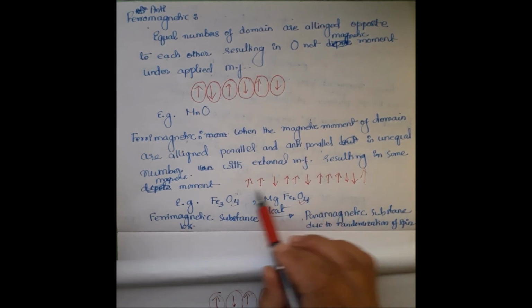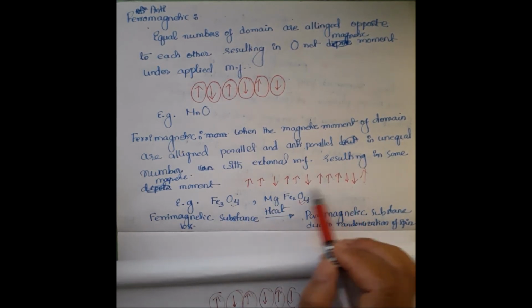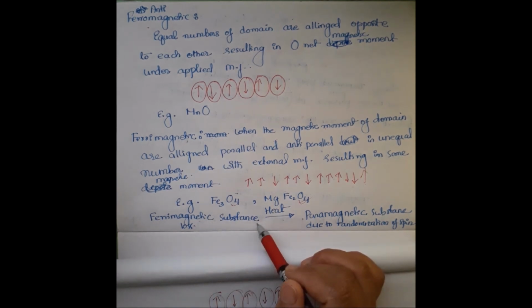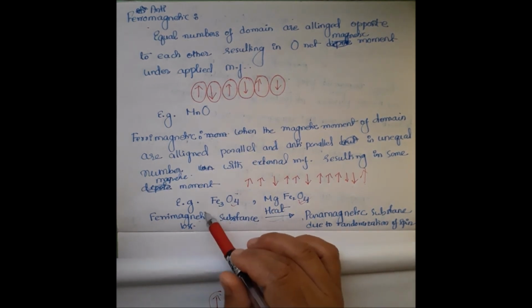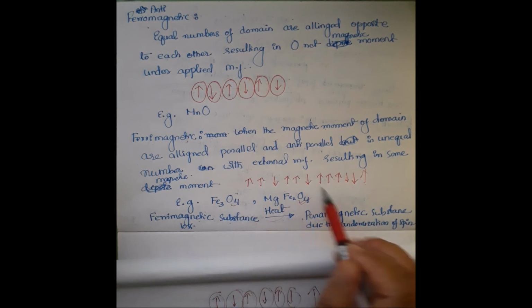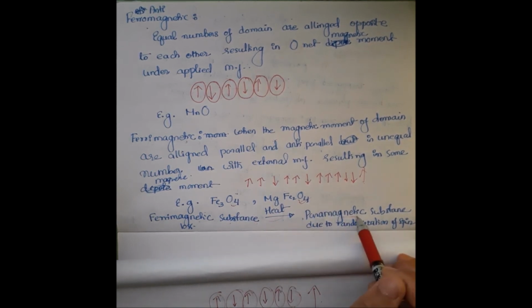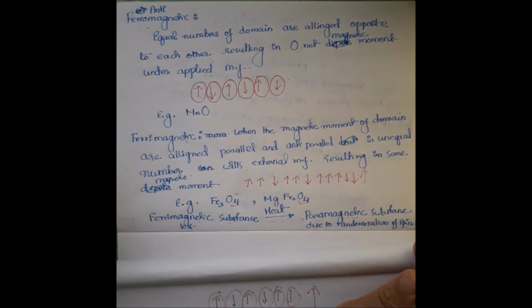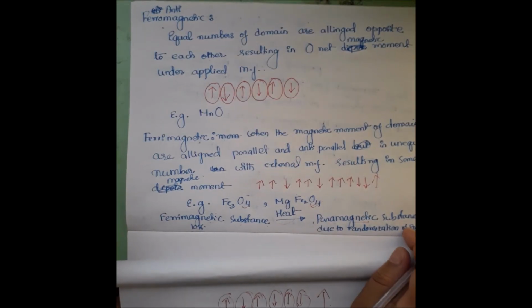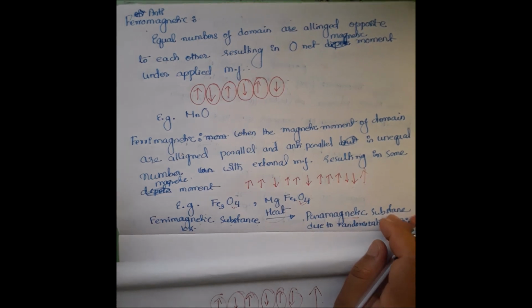Now, a ferromagnetic substance on heating will lose its ferromagnetic properties and convert to paramagnetic. It will show paramagnetic property because of the randomization of the spins. So this is all for solid state. Hope you study well. Okay, thank you.